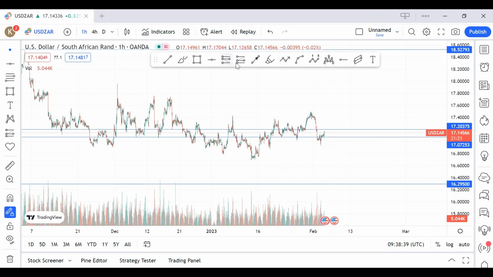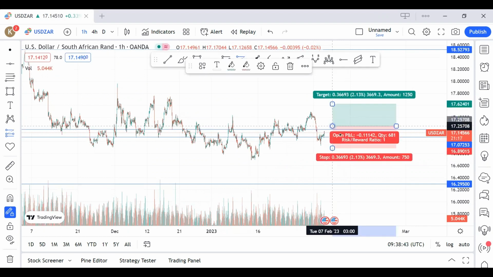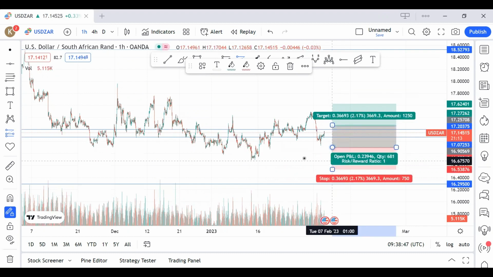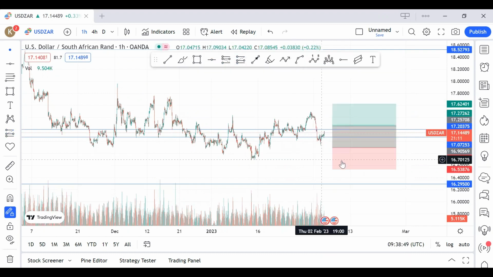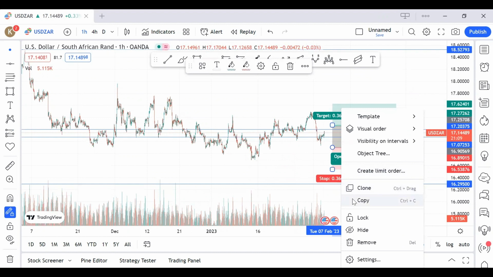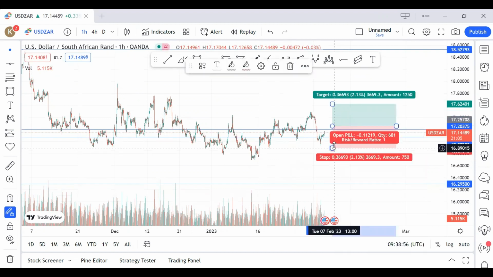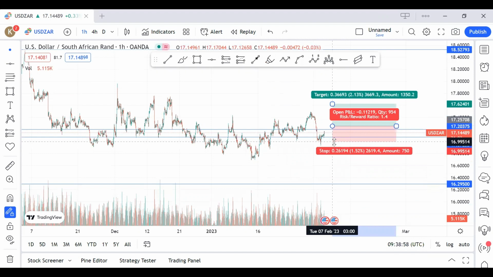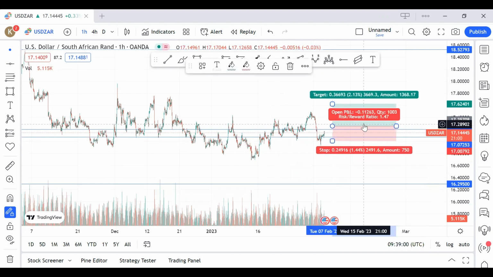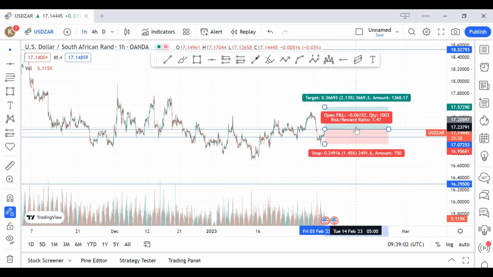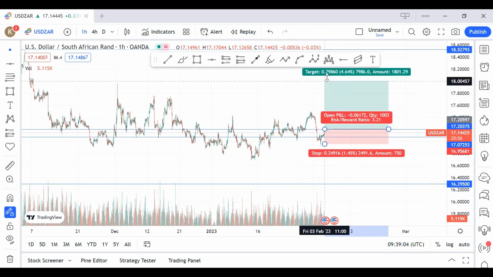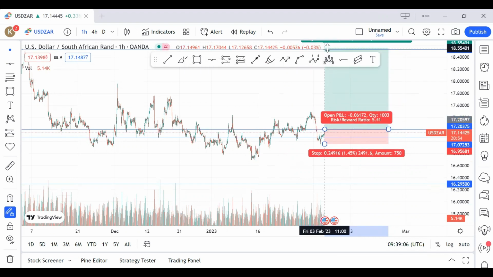Then we're going to put our entry level here at this point, and put our stop loss just below this one, and our take profit here. Do you see, guys, how this strategy is?